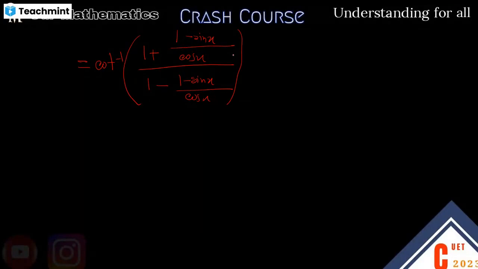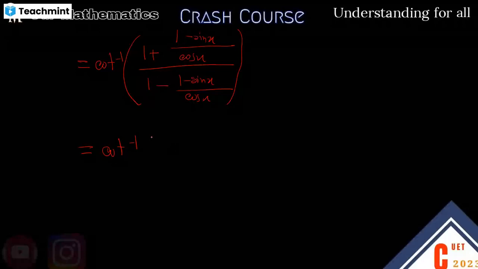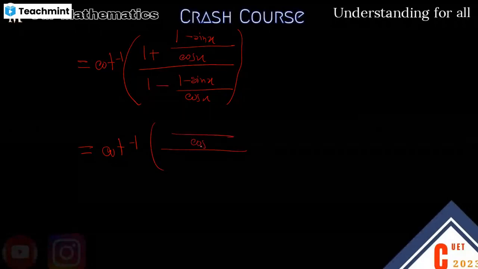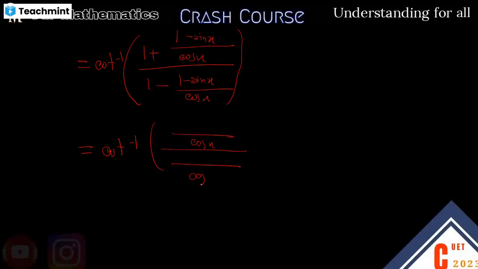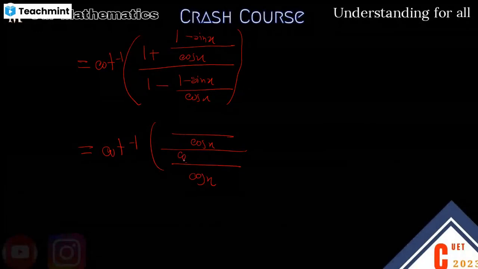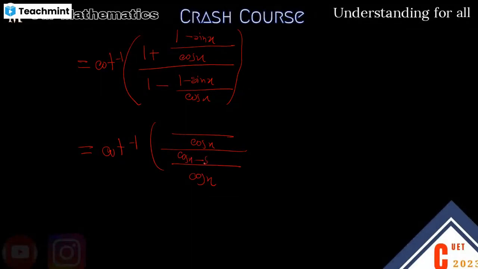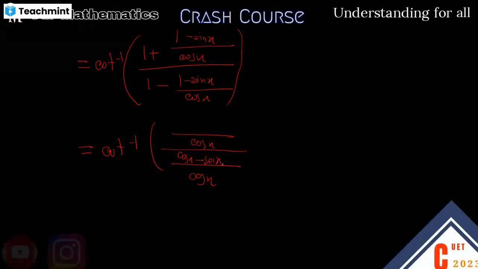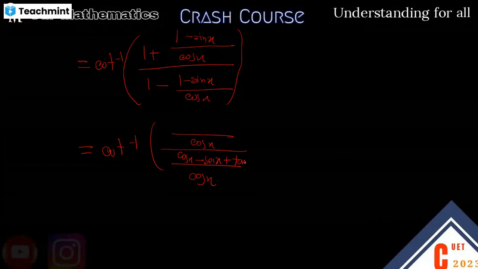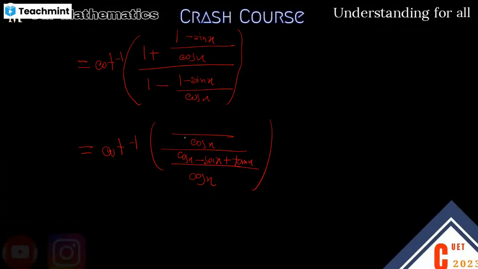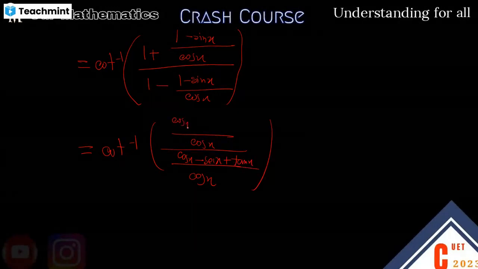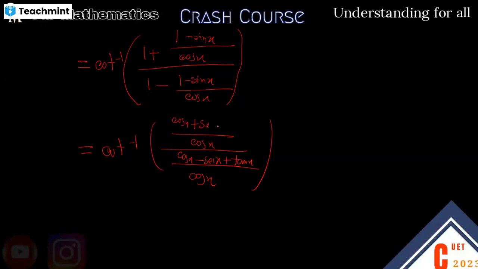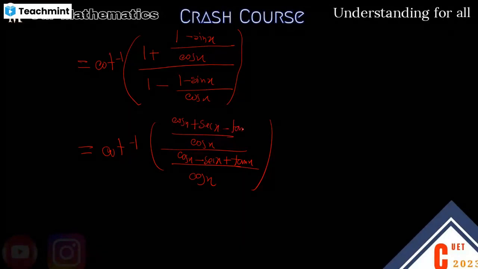Now if we multiply by cos x, we get cot inverse of cos x minus (1 minus cos x), which is sec x minus tan x, plus cos x plus sec x minus tan x.